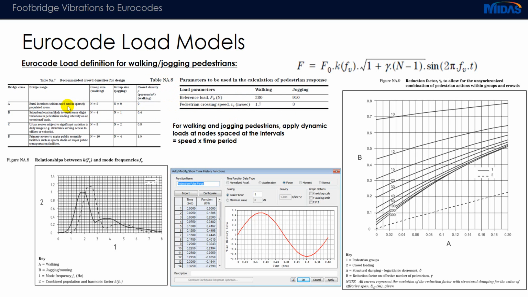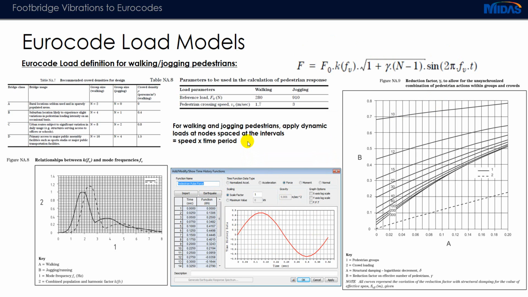Then for different scenarios of the bridge, depending on the location of the bridge, whether it is a rural, suburban or urban location, the group size of walking or jogging will be defined, or the crowd density will be defined. And based on the frequency of the structure, there is one K factor which is calculated from this graph, and then there is a reduction factor gamma which is calculated from this particular graph. Based on these two values, we can calculate an amplitude for this sine function, which is then applied in the model as a time forcing function.